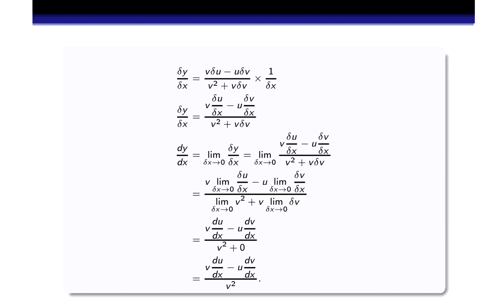From what we did previously, we went as far as delta y equals v delta u minus u delta v, all over v squared plus v delta v. So we had delta y to be all of this. Now, since we need delta y over delta x, you multiply through by 1 over delta x, or multiplying through by 1 over delta x is the same thing as dividing through by delta x. So you have delta y over delta x equals all this times 1 over delta x. All right, so for delta y over delta x, it's settled.